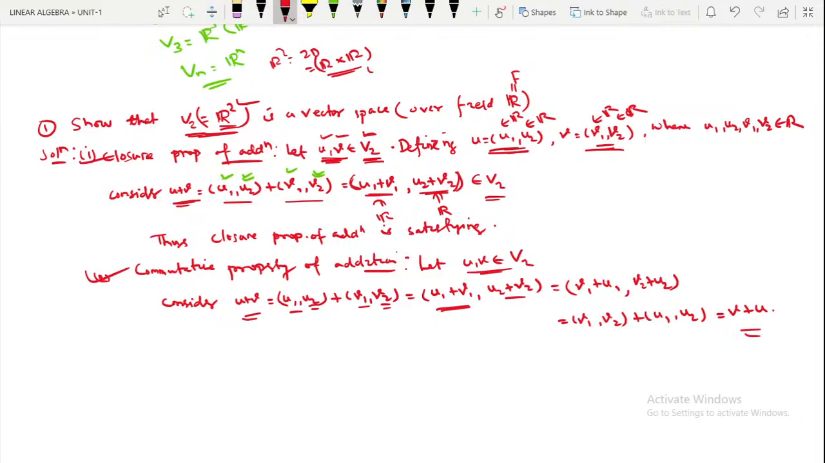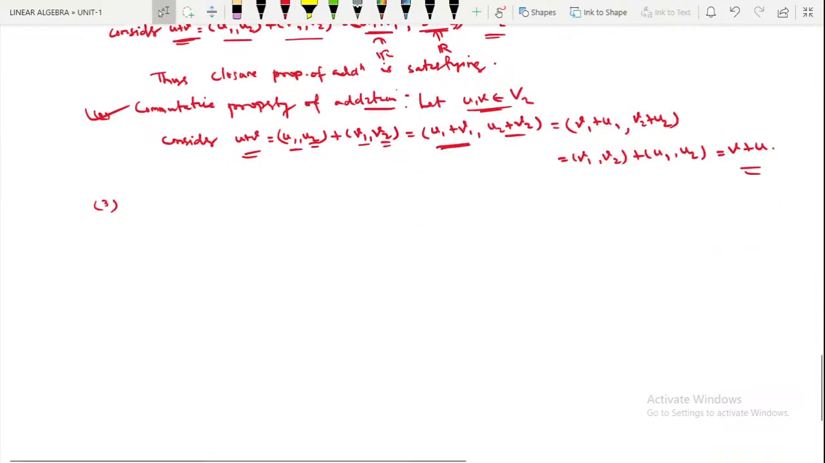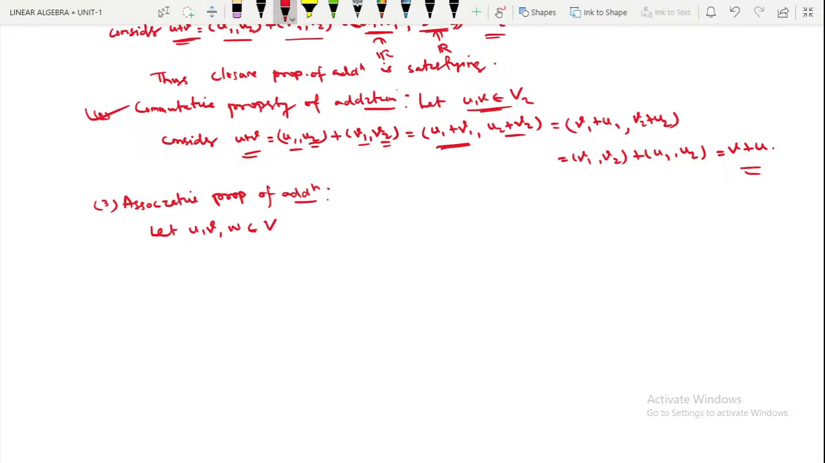Then come to the third property. After closure and commutative, the next property is associative. So this is the associative property of addition. Similarly, I have to take three elements. Let u, v, w belong to V2, where u and v are defined previously, and here I will define only w: w equals (w1, w2).